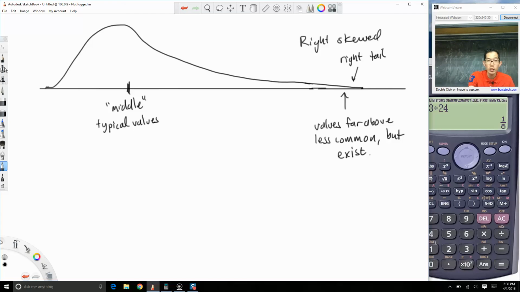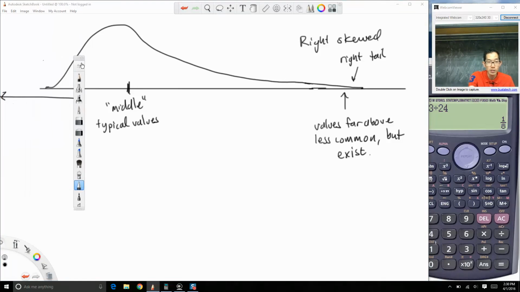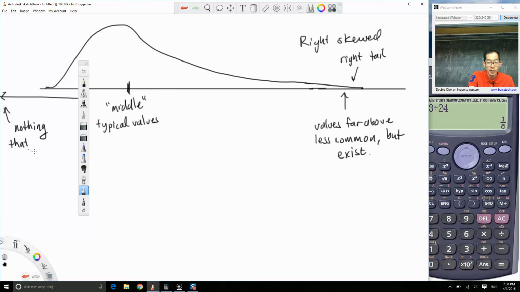Okay. On the other hand, if we look at how far this is above the middle, if we try to go that direction below, there's nothing out here, okay? So there's nothing that far below the middle.